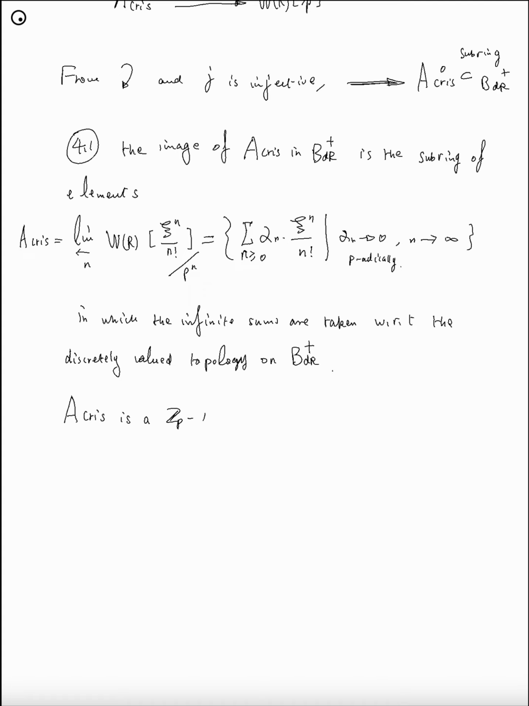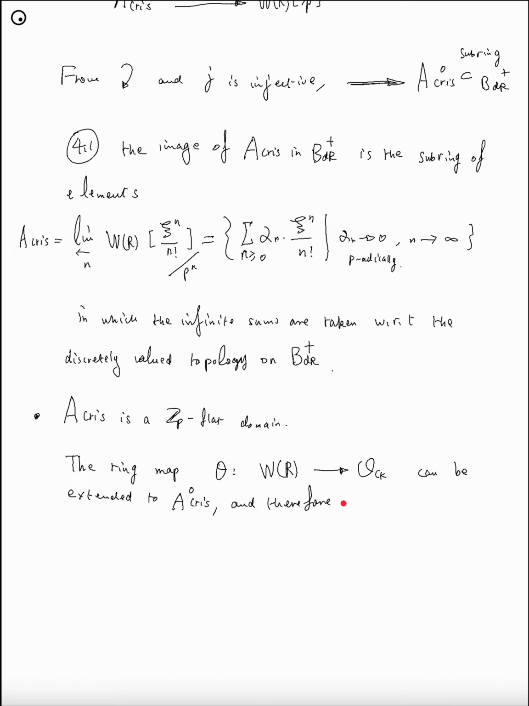is as remarked the ZP flat domain. And then the map theta from WR to OCK can be extended to A_inf, and therefore to A_inf.